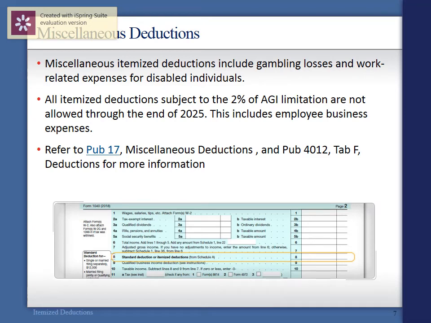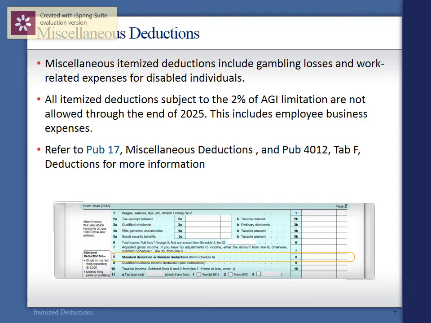The final section that is noted on the Schedule A, where we list our itemized deductions, will be miscellaneous deductions. And that's just a kind of a category that's more of a catch-all for things that did not fall within the categories that we have already discussed. In this particular case, you will find gambling losses.